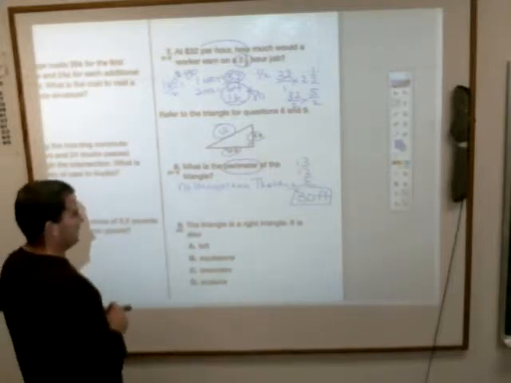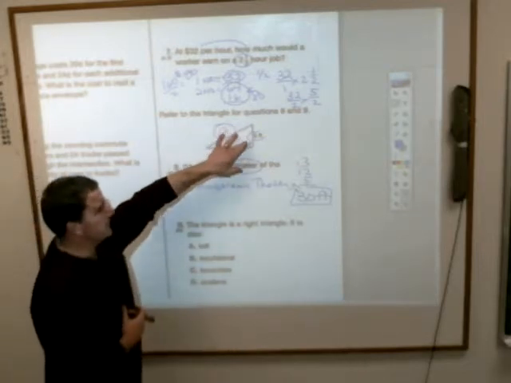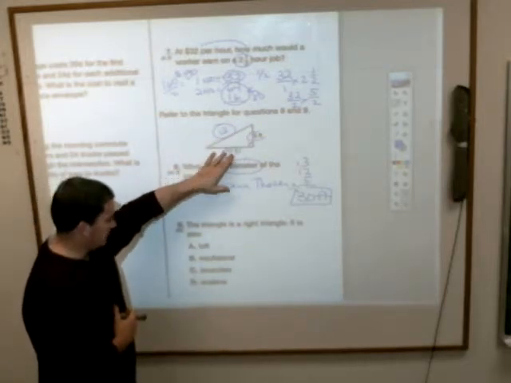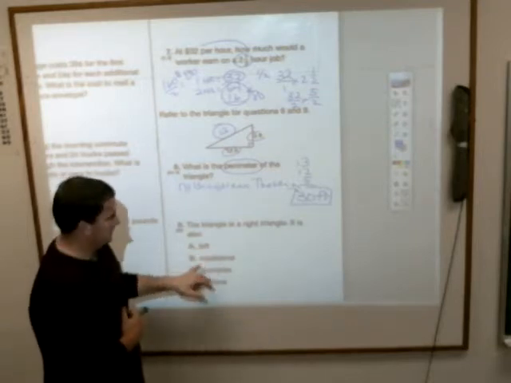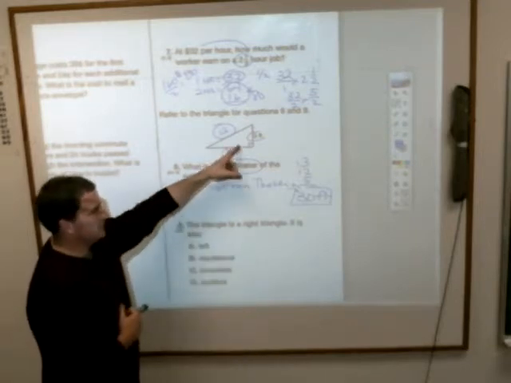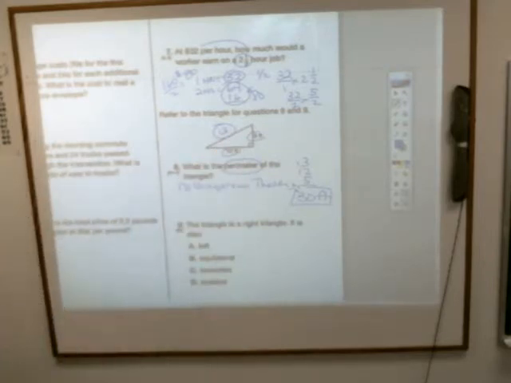Kyle? The triangle is a right triangle. It is also, well, none of the sides are equal, so it's going to be scalene. We don't have such a thing as a left triangle. It's certainly not equilateral because none of the sides are equal, and it's certainly not isosceles because isosceles means 2 sides are equal.